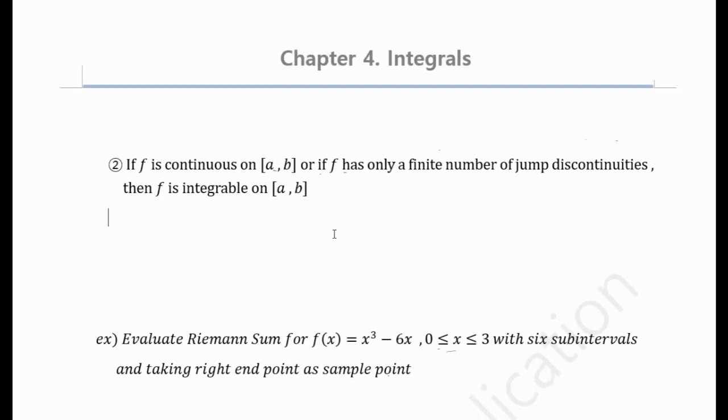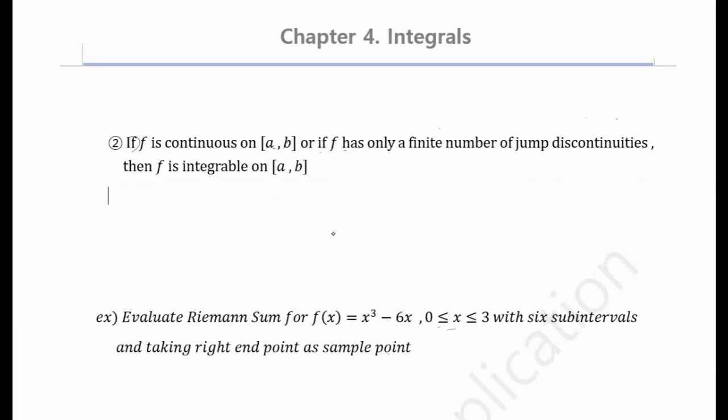Second, if f is continuous on [a, b], or the function f has only a finite number of jump discontinuities, even if f is not continuous, f can be integrable. So the definite integral can exist even if f is not continuous, as long as there is only a finite number of jump discontinuities. So I will take an example.